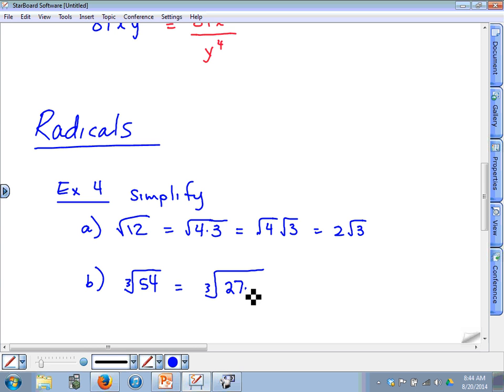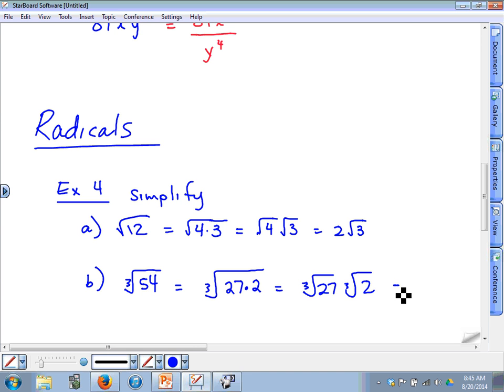54 is 27 times 2. Now 54 is a lot of other things. It's not just 27 times 2, but why in particular am I choosing 27 times 2? 27 is a perfect cube is what it's called. So you want to use the highest perfect whatever number you can, in this case a perfect cube. So you change this into the cube root of 27 times the cube root of 2.